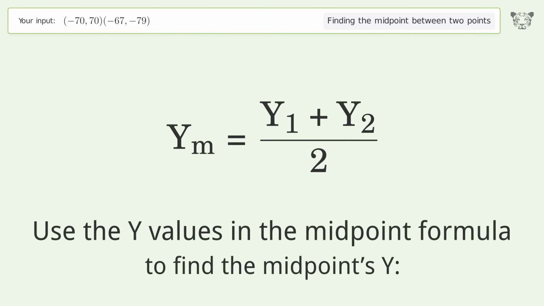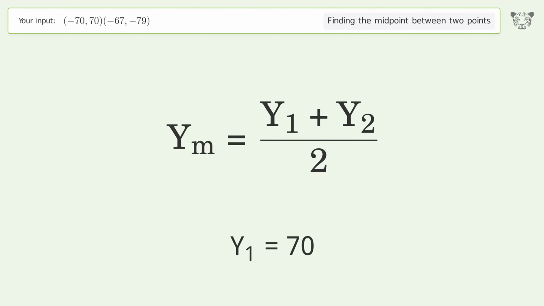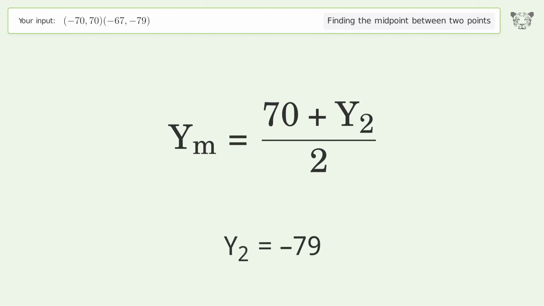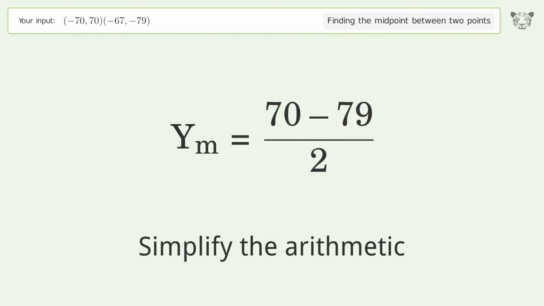Use the y values in the midpoint formula to find the midpoint's y. y1 equals 70. y2 equals -79. Simplify the arithmetic.